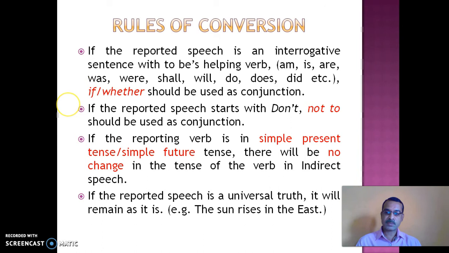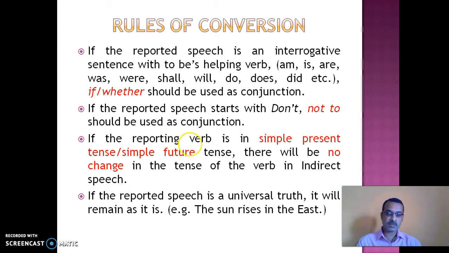So friends, now we have seen 7 to 8 rules of conversion, and among those rules, this is a very important rule that we should pay attention at first to the reporting verb of that particular sentence. At first, we should consider the tense of the reporting verb, that is important to us.